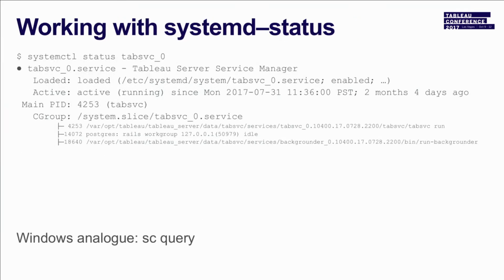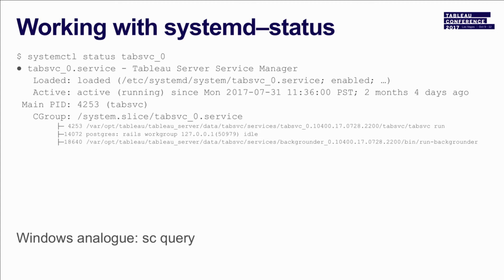So let's run some command line stuff, because this is a Linux talk, and I have to show you command line. The most useful systemd command you're going to run all the time is systemctl status. systemctl is the name of the command line for working with systemd, and status is just status, and then you tell it what you want the status of. So this is the service name of tabsvc, tabsvc_0.